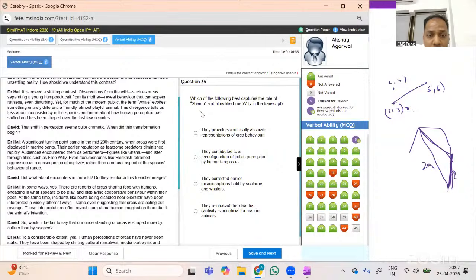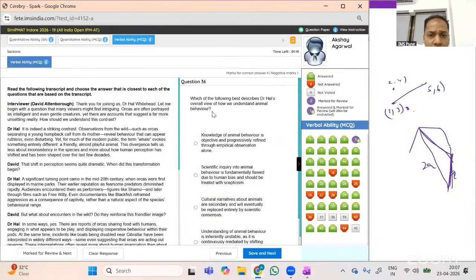Which of the following is the role of Shamu and Free Willy in the transcript? They contribute to a reconfiguration process. They corrected the earlier misconception. They reinforce the idea of creativity. I think reconfiguration of public perception by humanizing orcas. Which one best describes Dr. Hal's overall view of how we understand animal behavior?